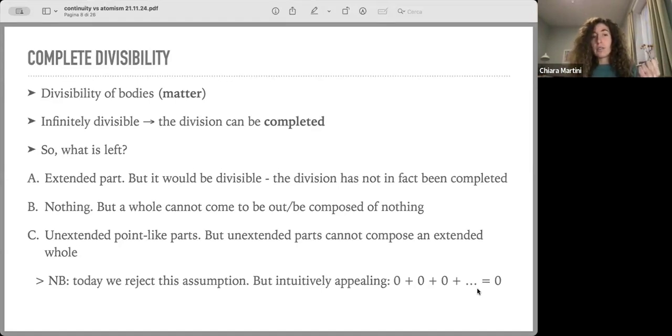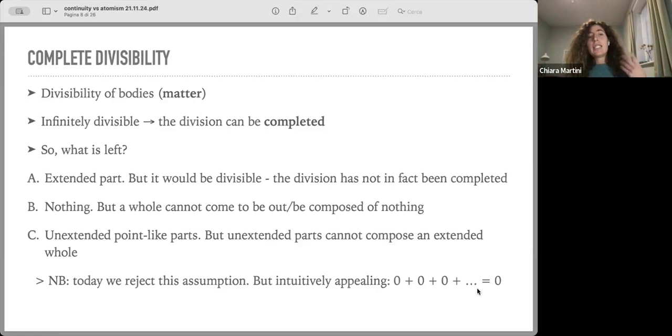Okay, so that's not a great answer. Maybe we are left with nothing. But if we are left with nothing, well, how did that happen? That means that we can't go back to the situation that we had at the beginning. We cannot take the pieces and put them back together. And we have to suppose that something simply disappeared into nothing. That seems counterintuitive.